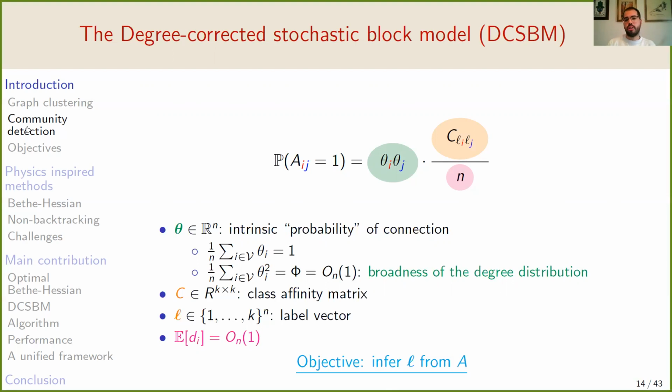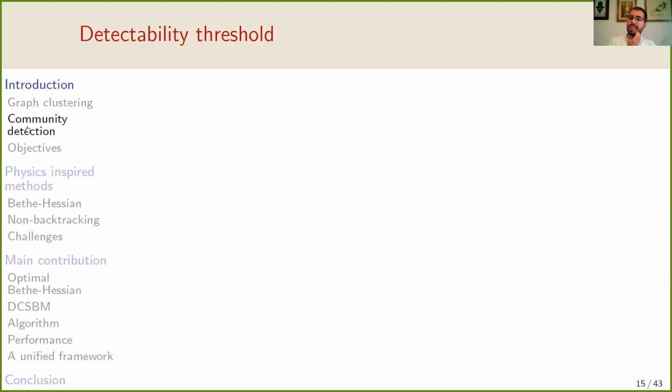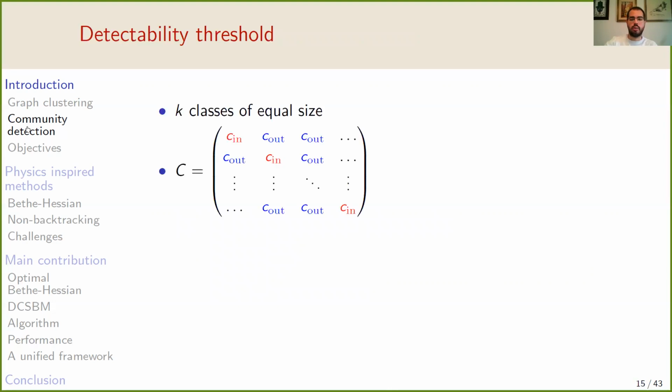Given an observation of A, which is a random variable, the objective of community detection in the DCSBM is to infer the vector l, so the hidden parameter of the generative model. Now, this task cannot be achieved for all values of the input data. In particular, there is a detectability threshold.